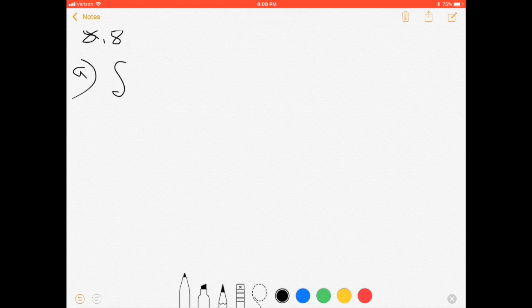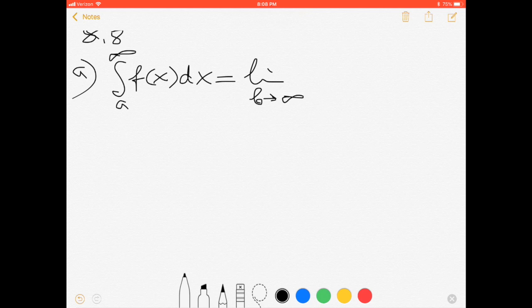If we have the integral from a to infinity of f(x) dx, we need to understand this one as the limit as b approaches infinity of the integral from a to b of f(x) dx. This means we need to integrate and then find the limit. What happens with your antiderivative function if the argument approaches infinity.